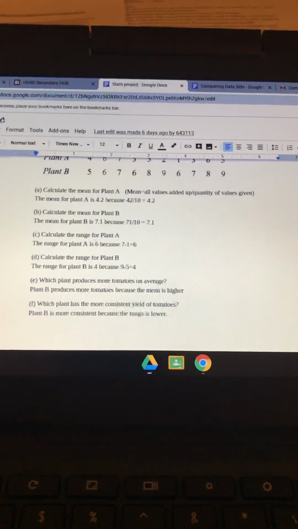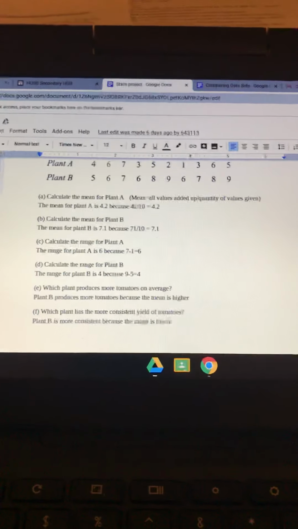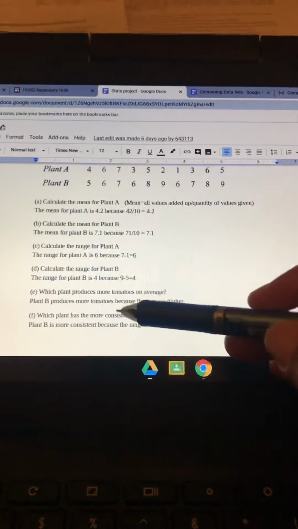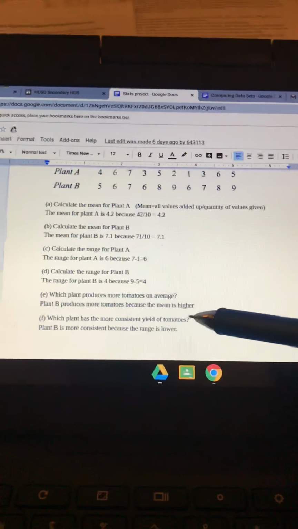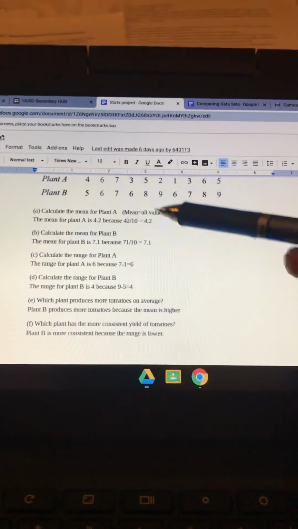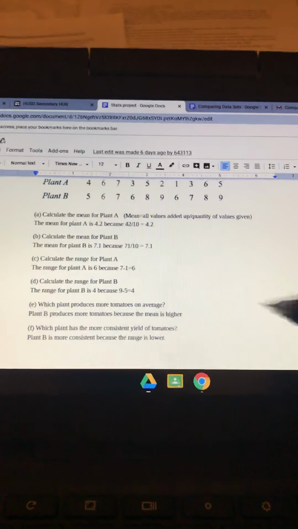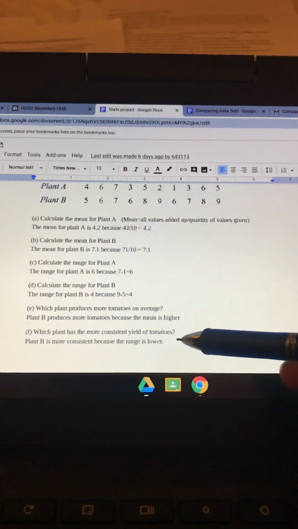Which plant produces more tomatoes on average? So to find the average, you find the mean, which is the same thing. So plant B produces more tomatoes because the mean of plant B is higher. If you go back, the mean for plant B is 7.1 compared to the mean for plant A, which is only 4.2. Which plant has the more consistent yield of tomatoes?